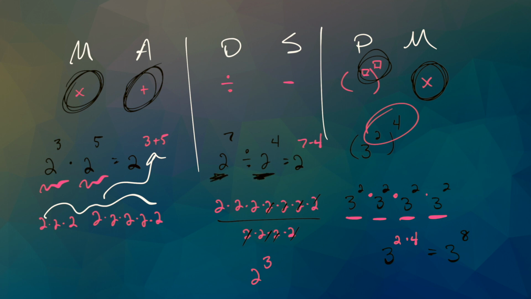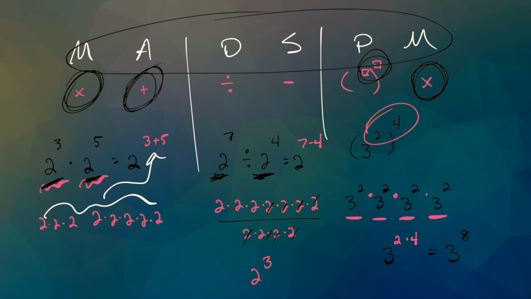This only works when the base itself that we're using is the same. You could not use this rule with something like 3 squared times 5 to the 3rd power, because in that case, your bases would be different. But as long as the bases are the same like this, we can use this MADSPM idea to remember our power rules. But what I want to talk about for a second is why these power rules work, and then most importantly, two particular consequences of the power rules.